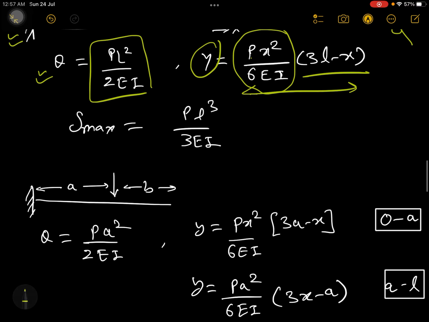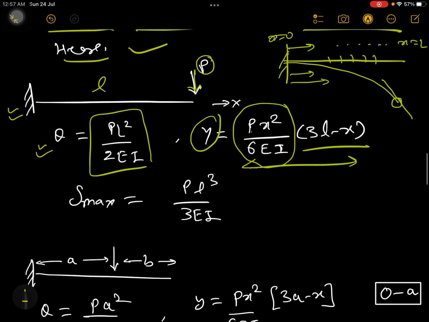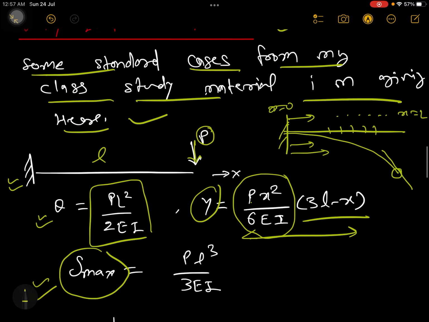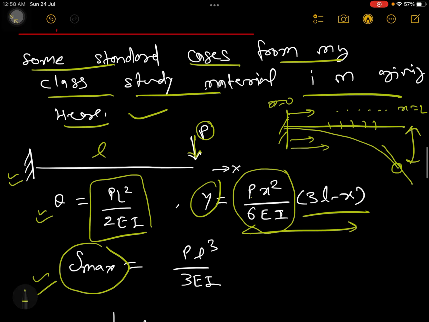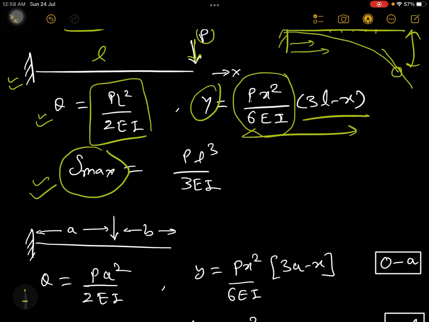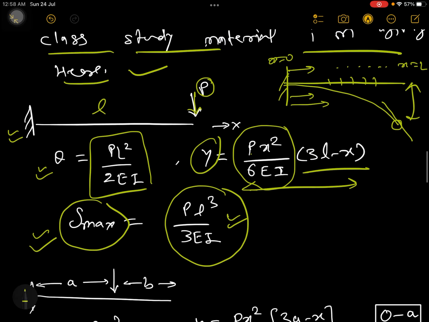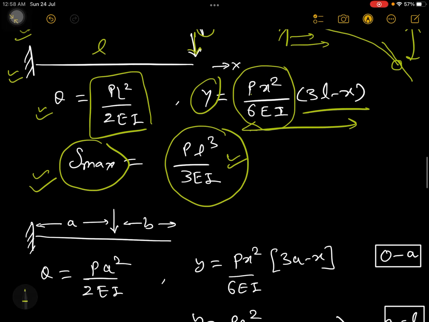Okay, now next part, suppose you want to find out delta max, meaning maximum deflection. The maximum deflection you already have at the free end always. In case of a cantilever, here you got your maximum deflection, that is nothing but PL cube by 3EI. So this is one formula. In this formula, this particular slope equation and this deflection equation are important for us.